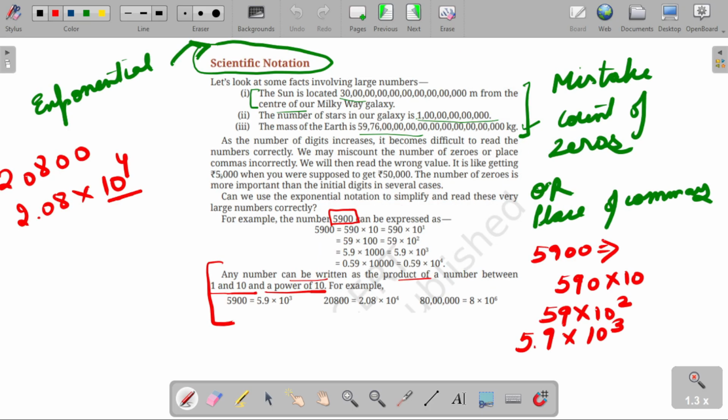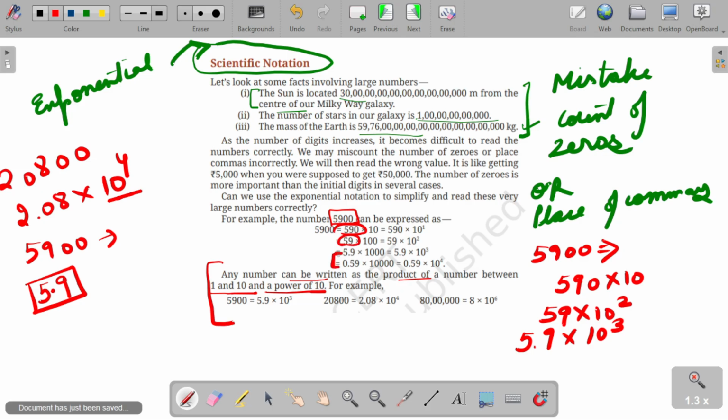Now look at this. 5900. What is its standard form in exponential form? The first number should be greater than or equal to 1 and less than 10. So 5.9. Here 59 is greater than 10, so we use 5.9. So 5.9 into 10 raised to a power. After the 5, how many digits are there? 3 digits are there. So it will be 3.